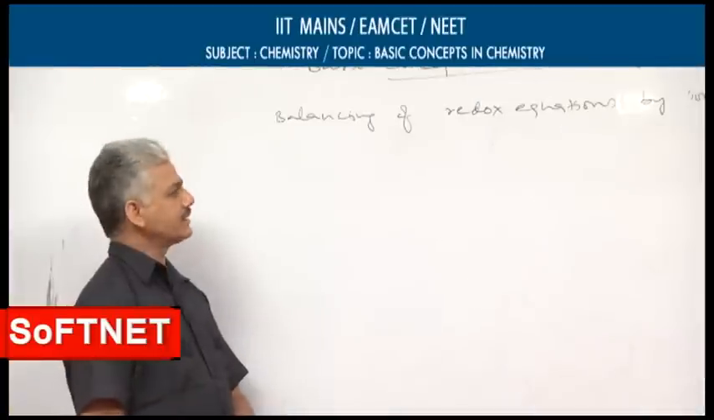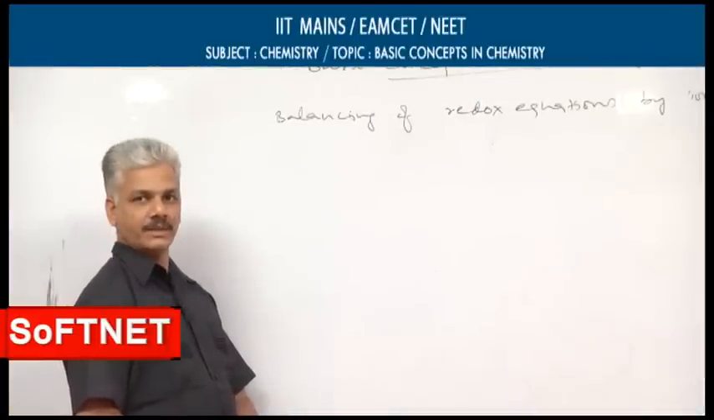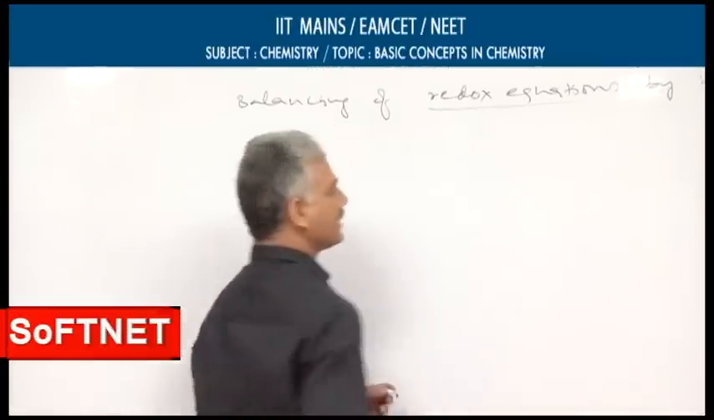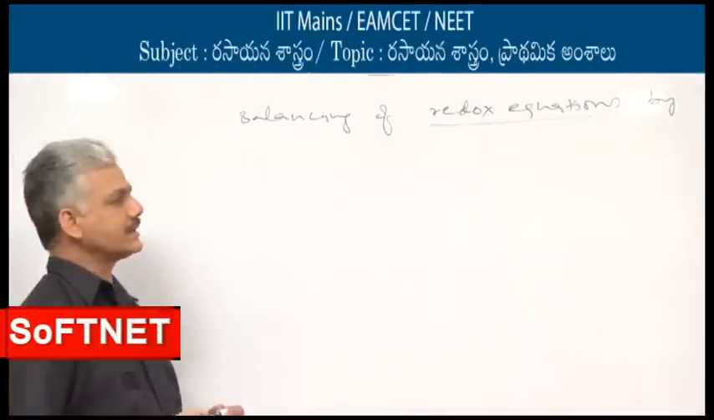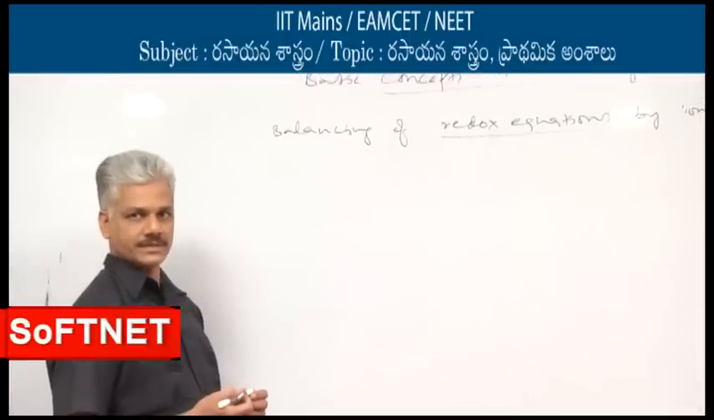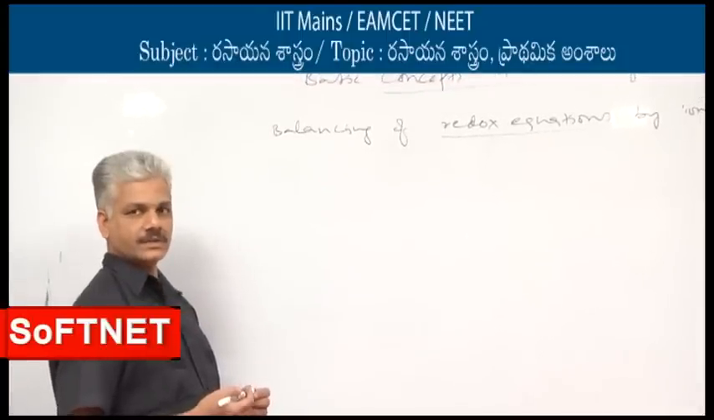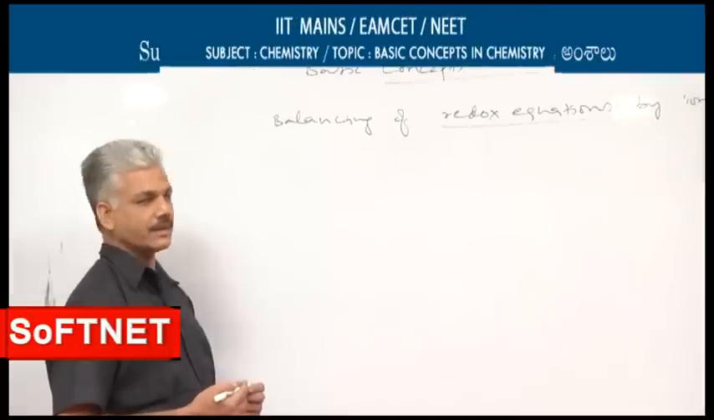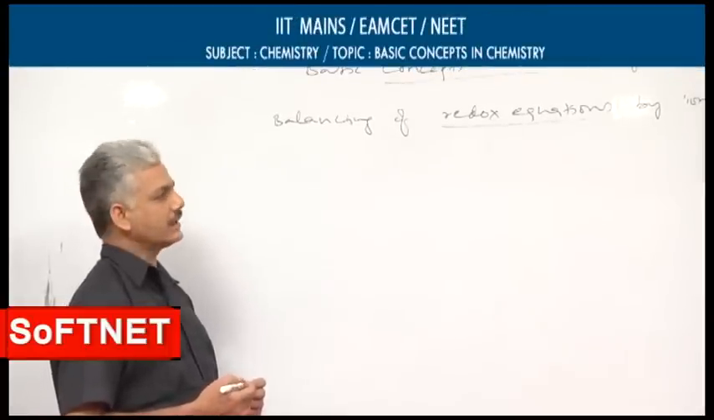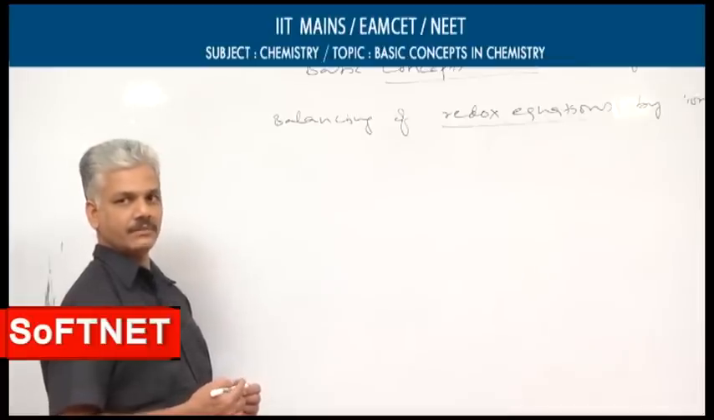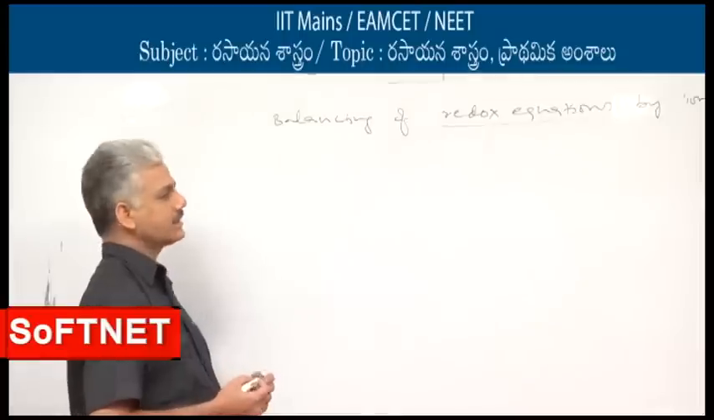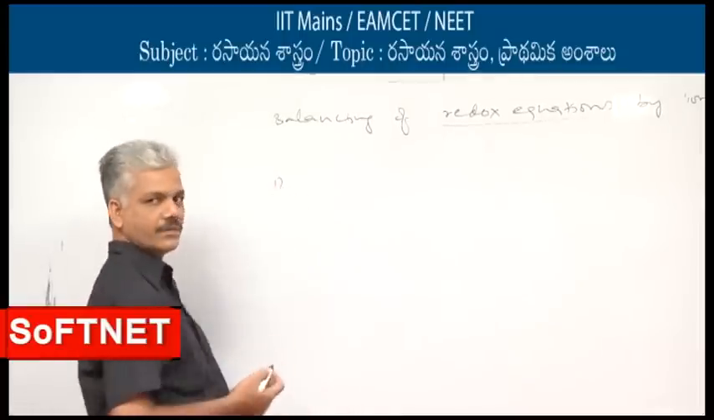Balancing of redox equations by the ion electron method. A redox reaction means a chemical reaction in which both oxidation and reduction take place. Oxidation involves loss of electrons, reduction involves gain of electrons. The method is known as the ion electron method. It is also called the half reaction method. Now, to balance the equations by this method, the following rules are to be followed.